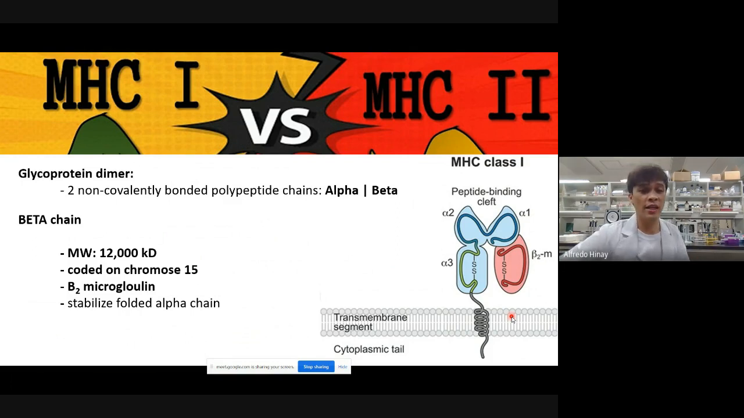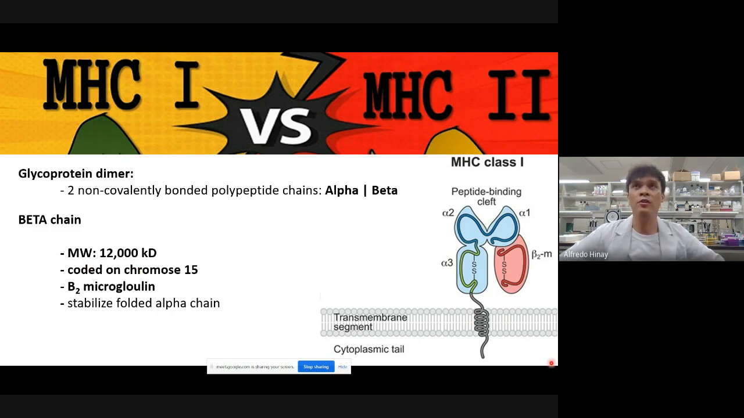So, the molecular weight is 12,000 daltons. Compare that kanina with your alpha chains, which are 45,000 daltons kasi malaki sila class. They are composed of 3 domains: alpha 1, 2, and 3. But your beta is smaller compared with your alpha because isa lang siya class. Okay, so you have your 12,000 daltons.